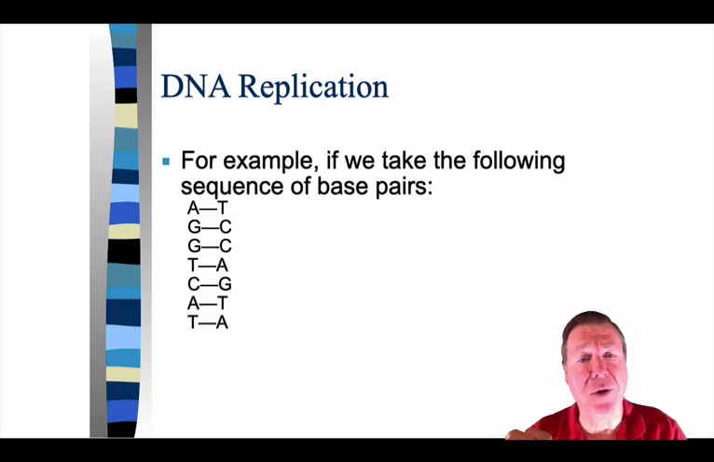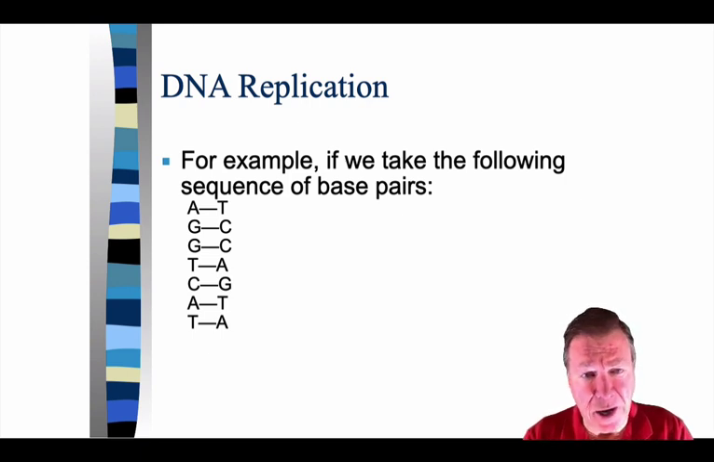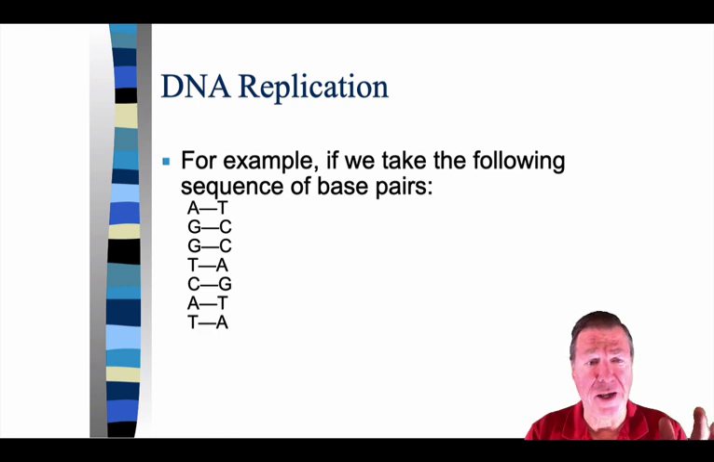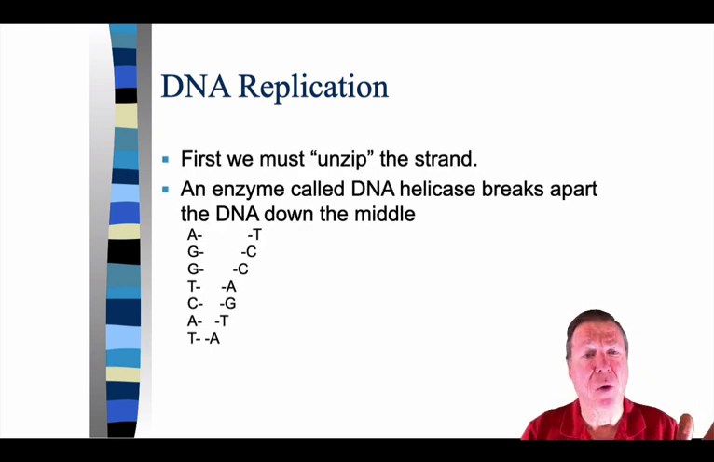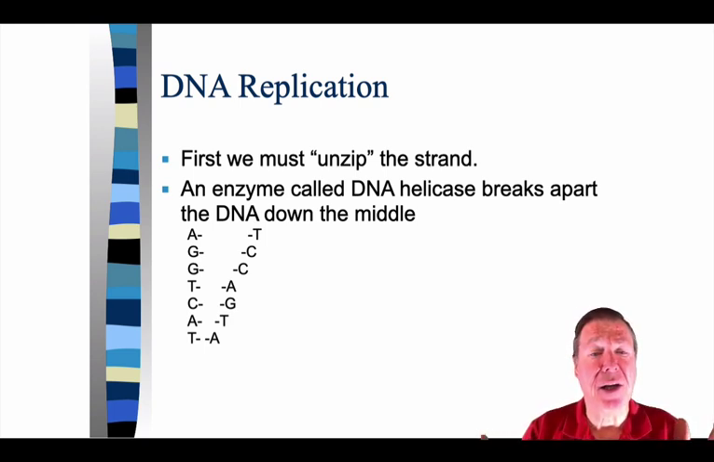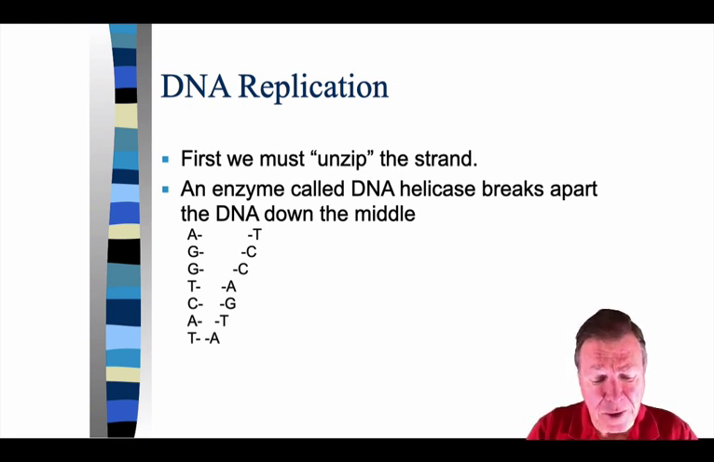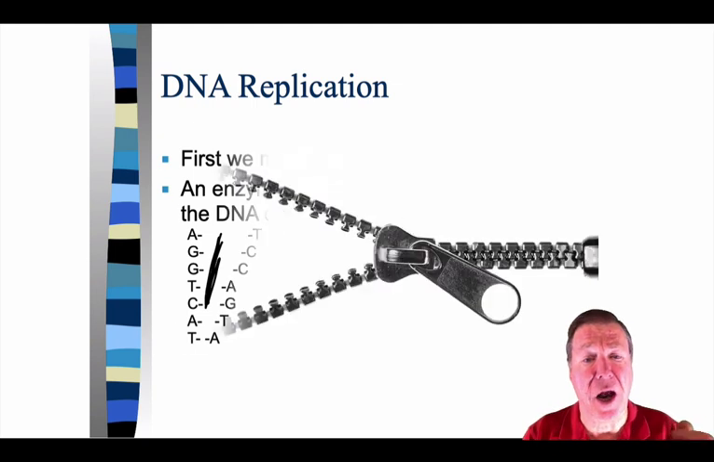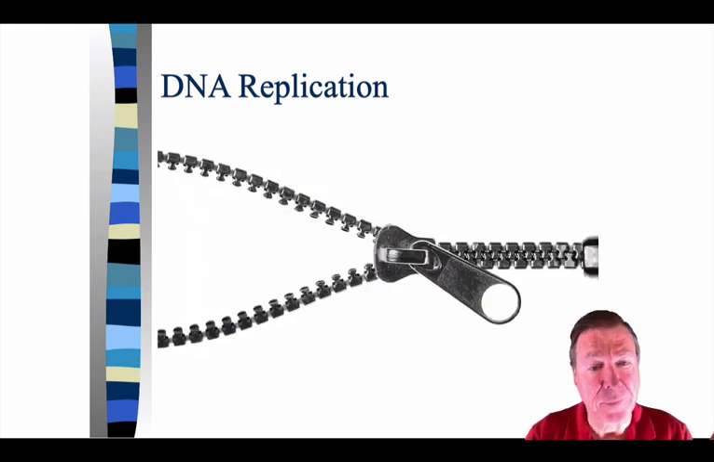So let's take the following example. We have a short sequence of DNA here, just as an example. And you can see the A's and T's, G's and C's, et cetera. Well, the first thing we need to do is unzip it. All right? We're going to use an enzyme called helicase. No, you don't need to know that. I'm just giving you the name of the enzyme. The enzyme helicase comes in and breaks that DNA straight down the middle. It unzips it, very similar to a zipper.